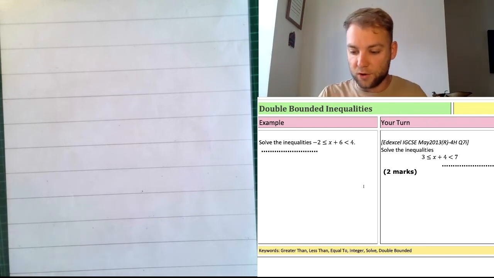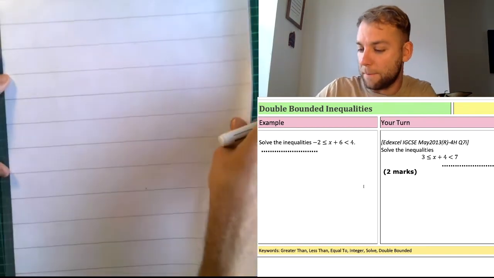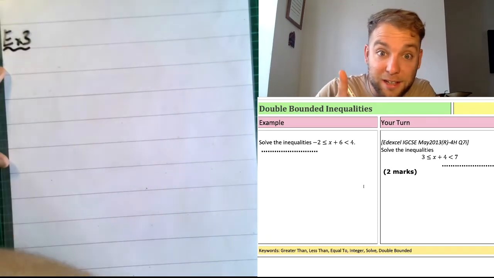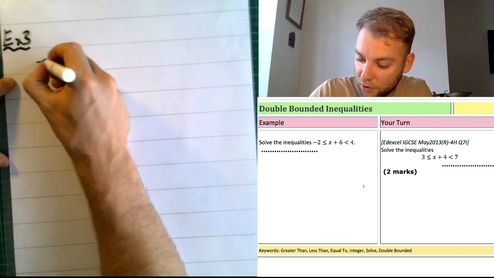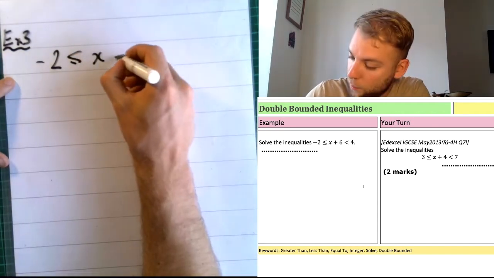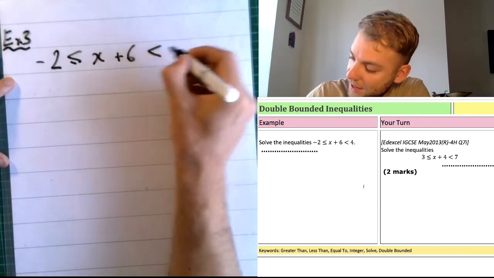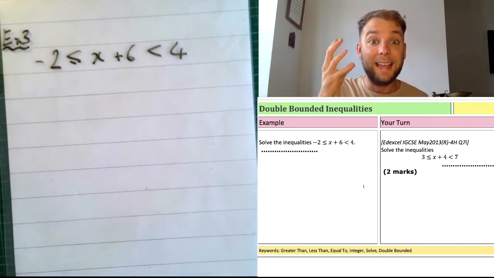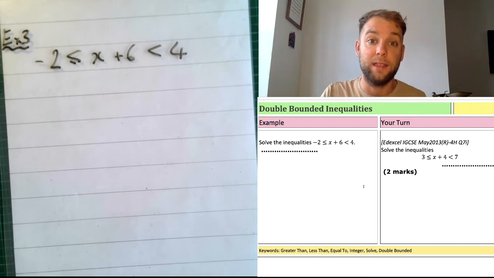So let's have a look at this first question. This one here is example 3 now. Do make sure you're getting these in your notes. Remember, the only way to learn maths is to do it. So I've got negative 2 is less than or equal to x plus 6, which is less than 4. Now this is the key part in the middle here. Again, we want x on its own in the middle.